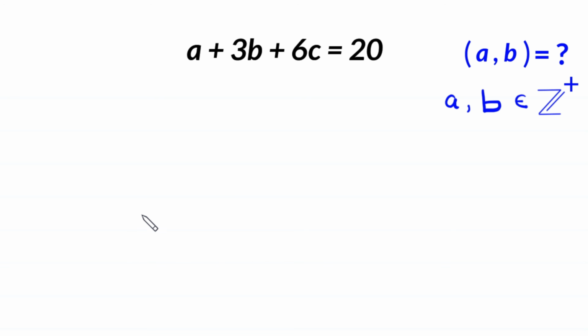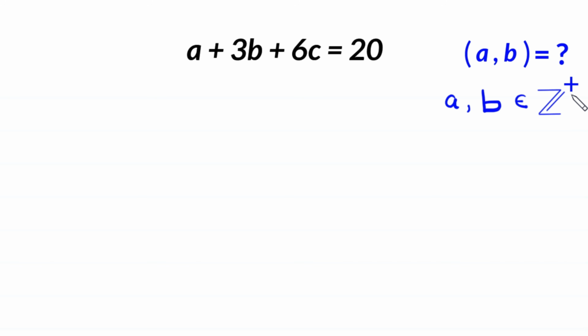Hello everyone, welcome to how to solve this very nice Diophantine equation: a plus 3 times b plus 6 times c equal to 20. Our job is to find all possible values of a, b and c such that a, b and c are positive integers. So let's start.